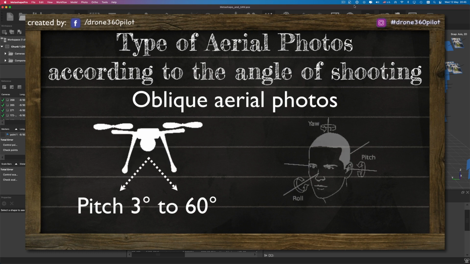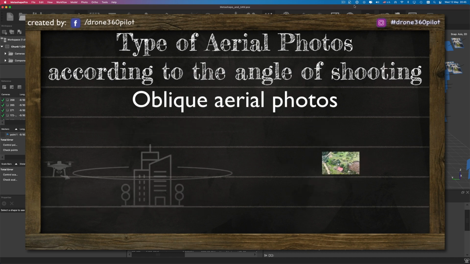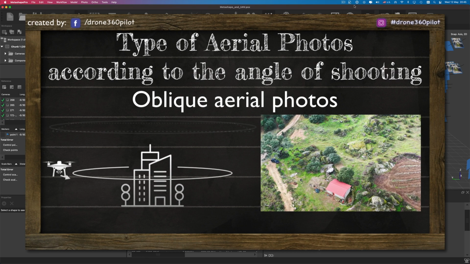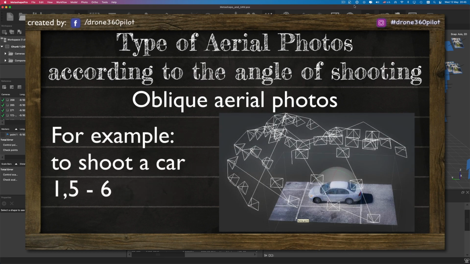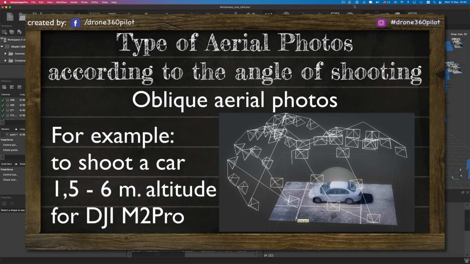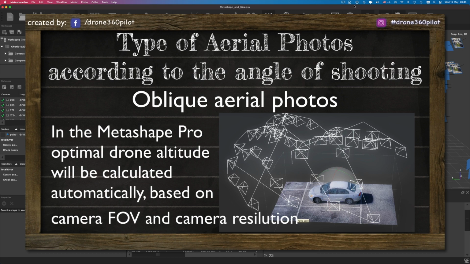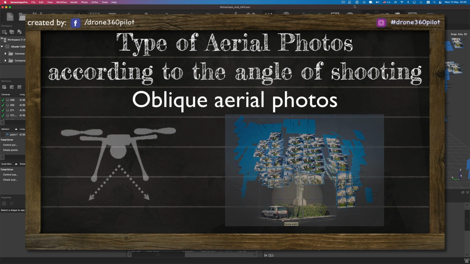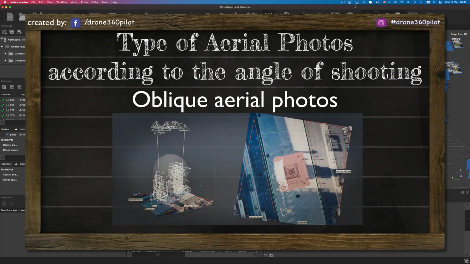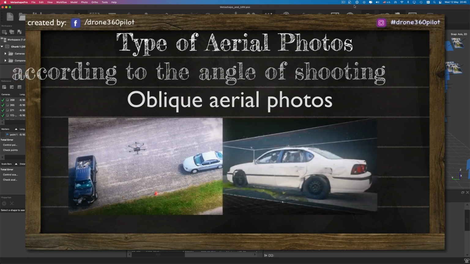Next one, oblique aerial photos. The type of photos where the axis of the camera or lens is tilted at an angle from 3 to 60 degrees to the ground. This type of photo brings the majority of info to our 3D model generation process. Oblique shots are usually only taken from low elevations, limiting their use in large surveying projects, but at the same time they are the best shots for complex shaped objects. The most common usage of oblique photographs can be found in archaeology, 3D modeling, inspections, and scene reconstructions.